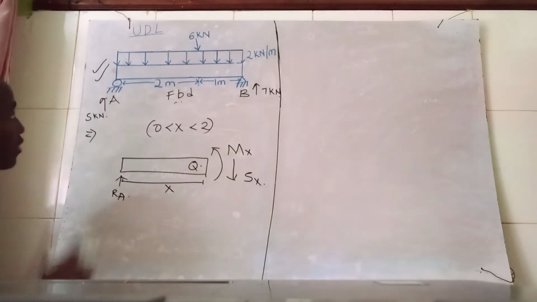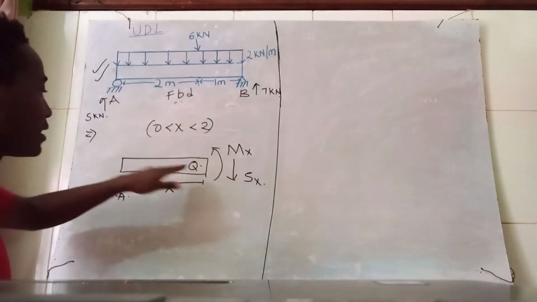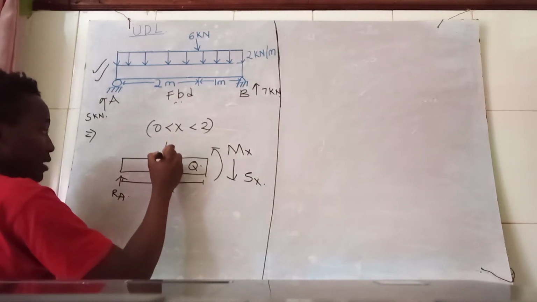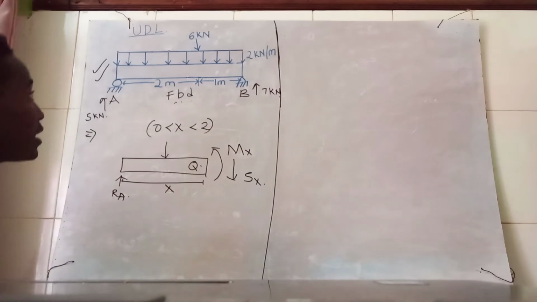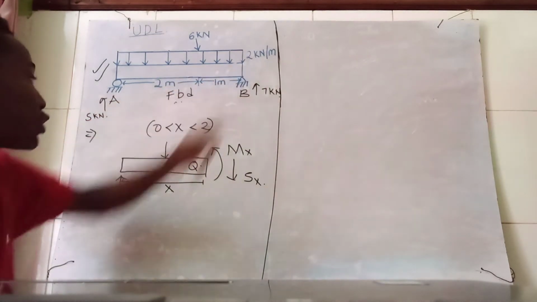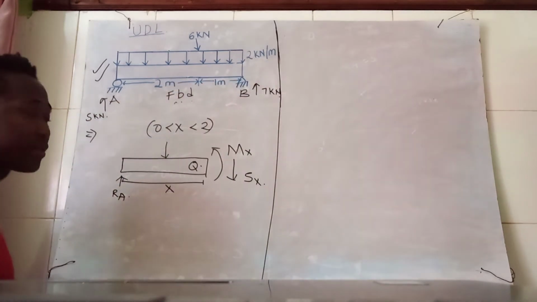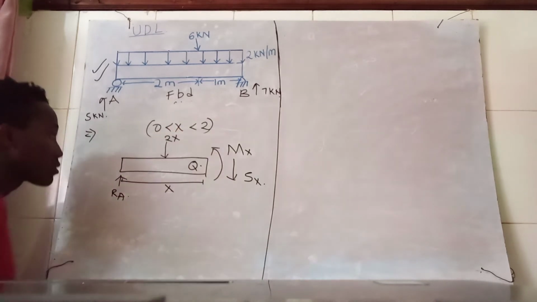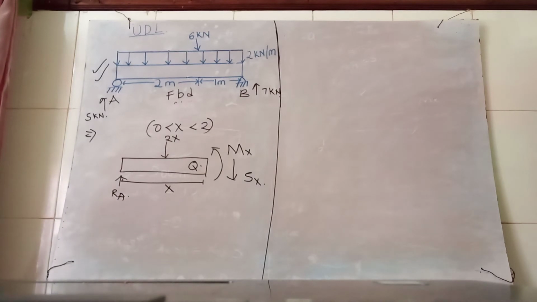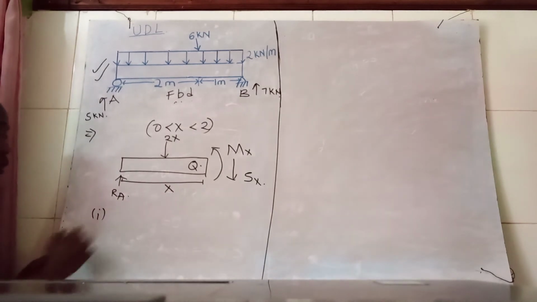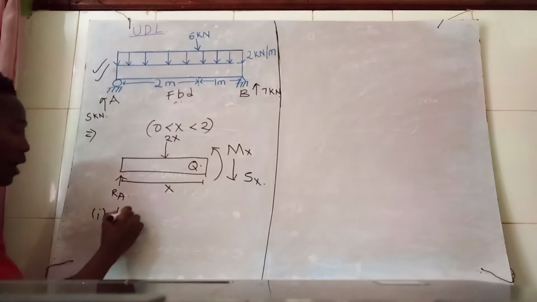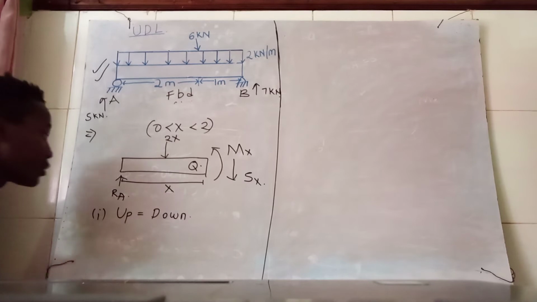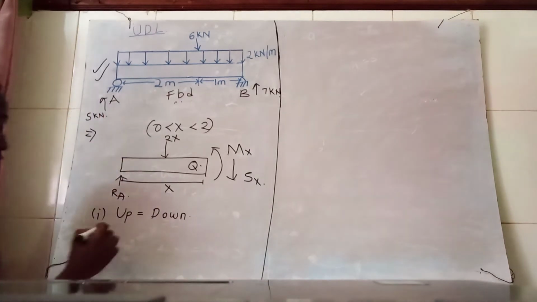Now, another thing to note, the UDL is still acting at this point, and it is going to act at the center of the beam. It has a value of 2 kilonewtons per meter and the whole length is x. Therefore, it will be 2x kilonewtons. So with that, we can solve it. Upward forces equal downward forces. So RA is acting upwards.